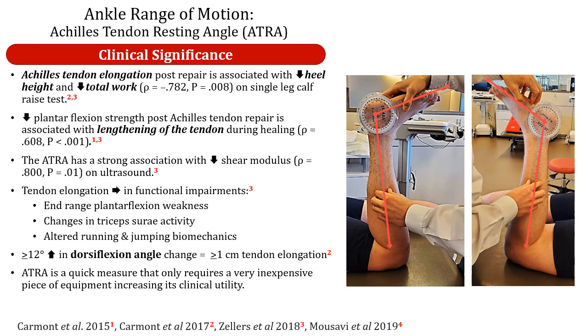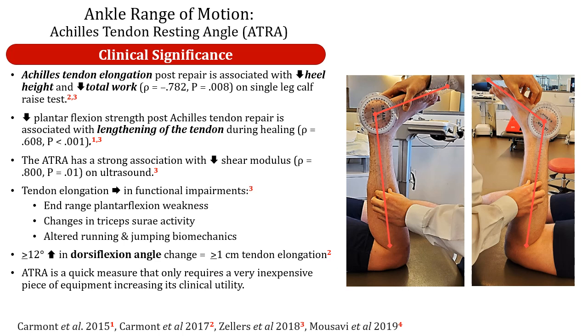The stiffer the tendon, really the more robust the repair, the more elastic tension and potential energy and elastic storage capacity that the tendon is going to have, and then be able to release it to assist with forward horizontal and vertical propulsion. The tendon elongation leads to functional impairments. This is significant and oftentimes is touted as one of the complications post Achilles tendon repair that can be devastating depending on the level of competition of the athlete or patient.